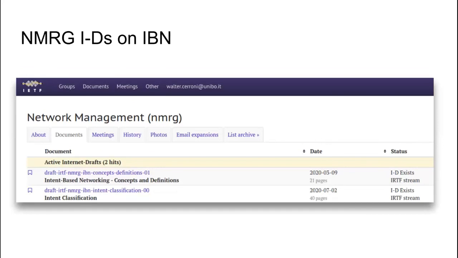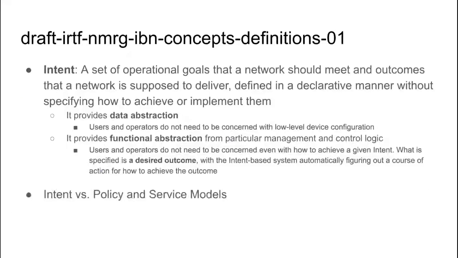But I would like to borrow from the draft on concept and definition, because this is what that draft defines as an intent: a set of operational goals that a network should meet and outcomes that a network is supposed to deliver, defined in a declarative manner without specifying how to achieve or implement them. So this is the formalization of the common idea of intent that has been around for a while. So we have data abstraction, we have functional abstraction, and the keywords here are basically the desired outcome.